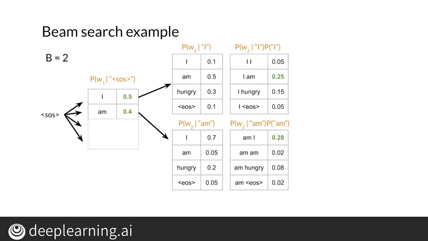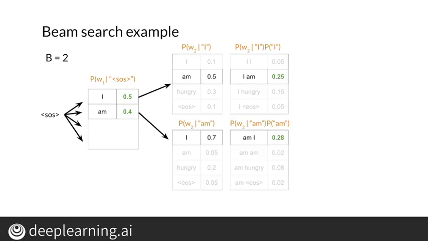For instance, the sequence I hungry has a probability of 0.5 times 0.1, which is equal to 0.05. The sequence I am has a probability of 0.5 times 0.5, which is equal to 0.25. You have to do the same with the sequences starting with the word am. Here the sequence am I has a probability of 0.4 times 0.7, which is equal to 0.28. At this point, there are 8 possible sequences, but with the beam width b equal to 2, you only keep the two sequences with the highest probabilities. So you keep the sequences I am and am I, and drop all others.